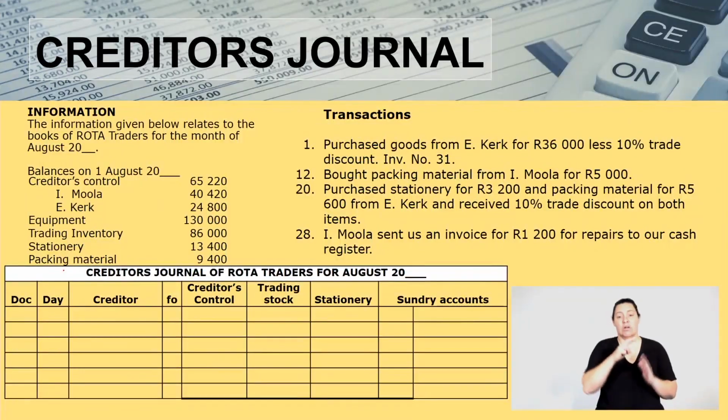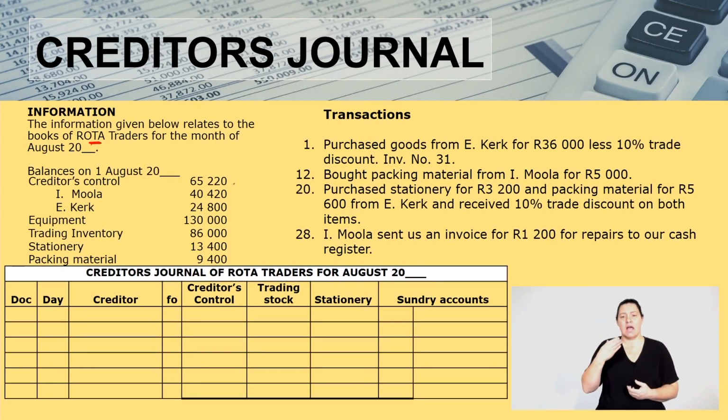In today's class, I'm going to be talking about the creditors journal. We are going to prepare a creditors journal. With me here, I have information which reads: the information given below relates to the books of Rota Traders for the month of August. And then we are given balances.